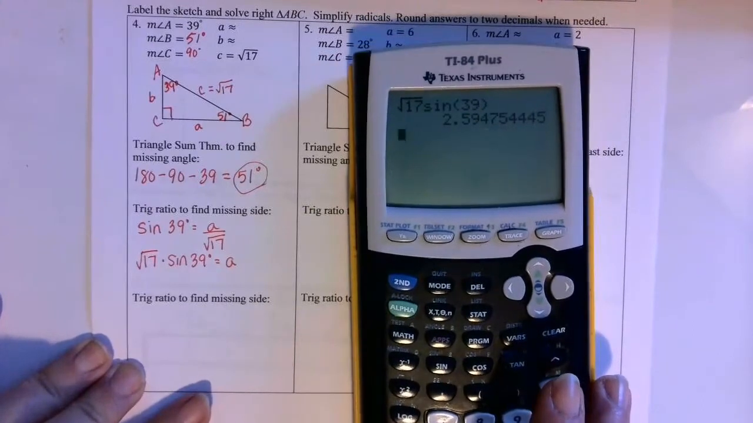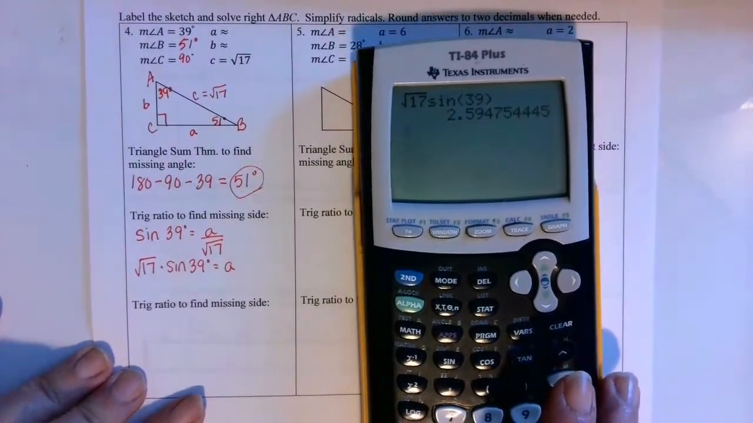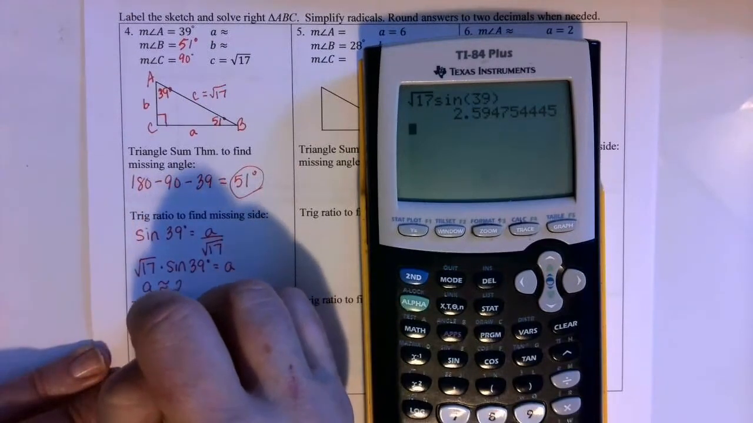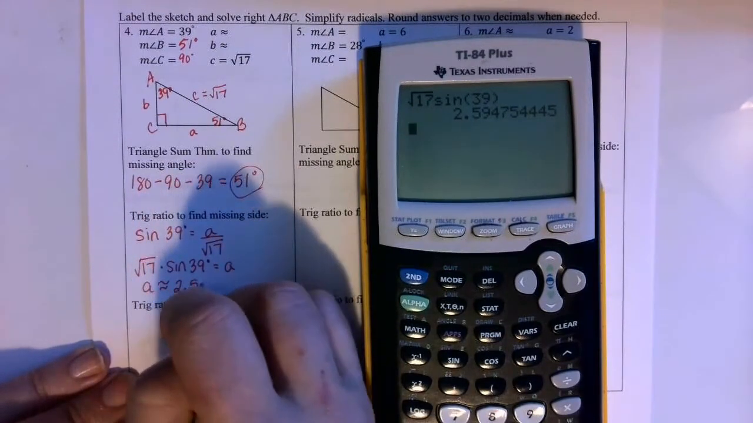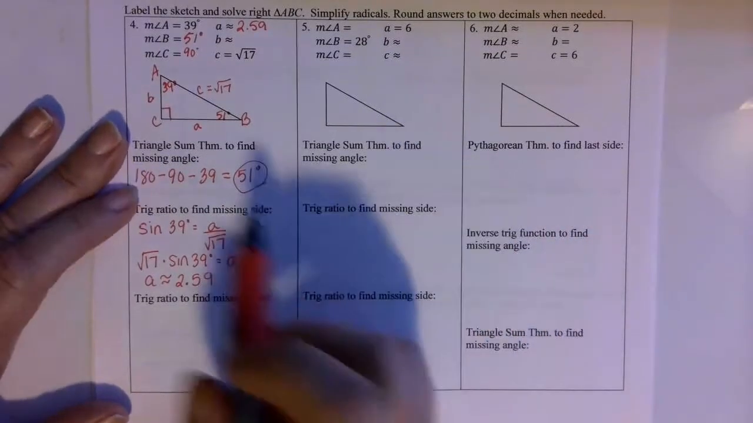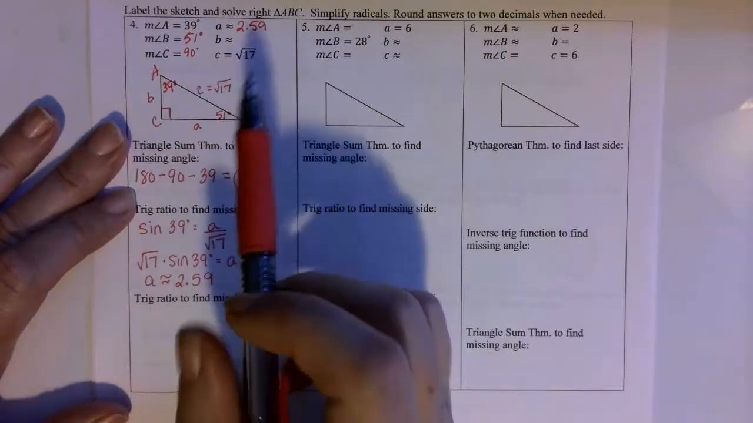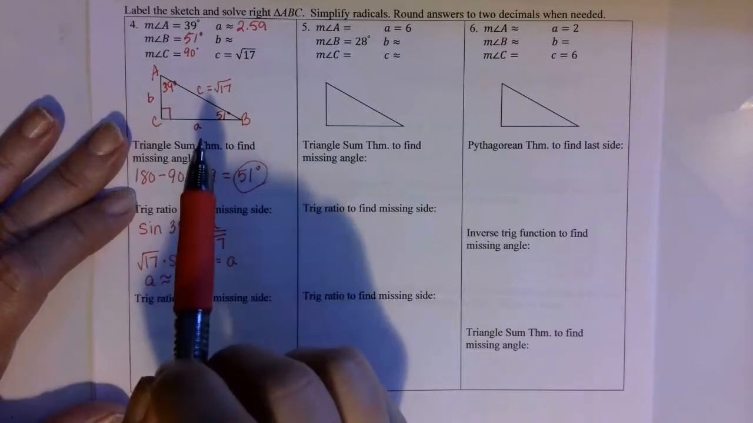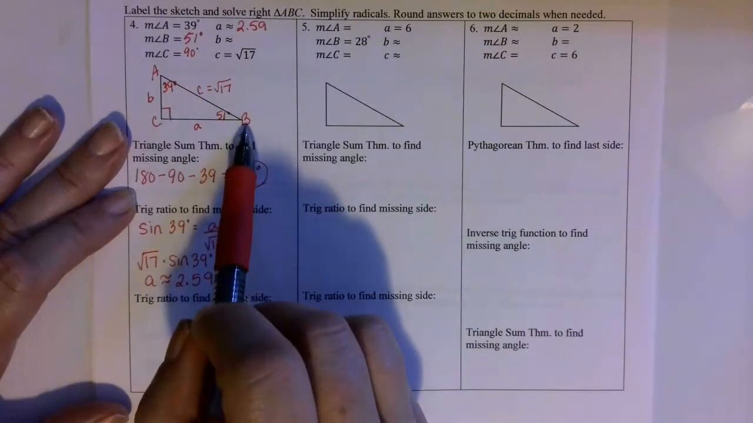2.5947, and it says to round answers to 2 decimal places when needed. So A will be approximately 2.59.